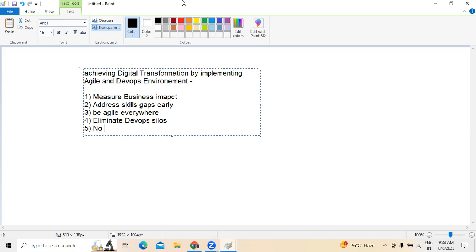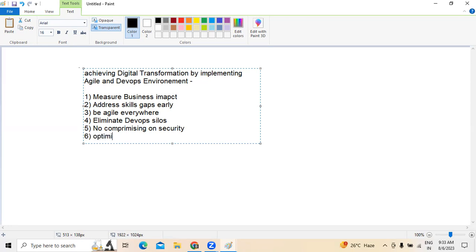Next is no compromising on security. As agile and DevOps environment helps improve velocity, there is a temptation to deprioritize security in favor of time to market. Instead, we have to integrate security considerations into the development process from the start, as part of the mindset.